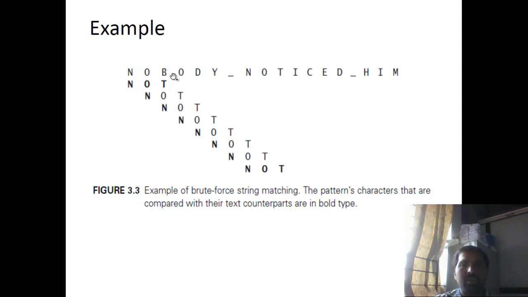For example, the given text is "nobody noticed him." So we are going to search "not." First we take the first position. N is matching here and O is also matching, but T is not matching. So we can come to the second element.